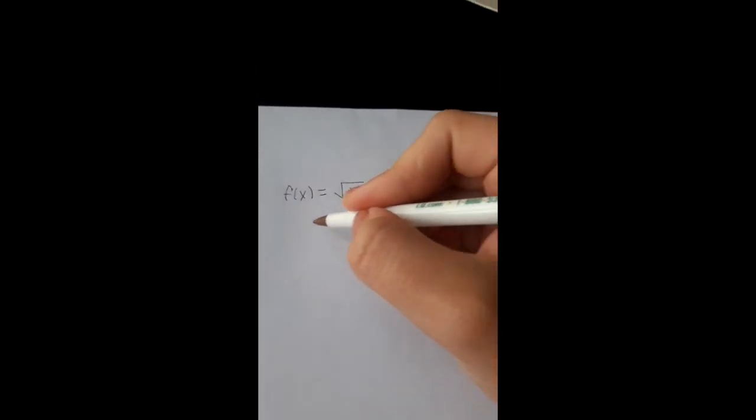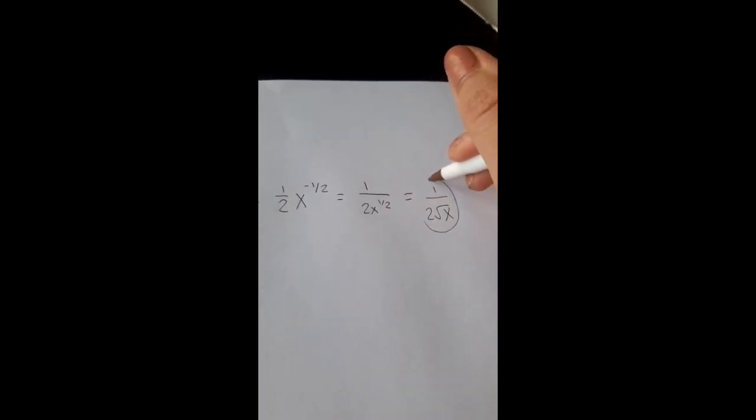Using this formula, we're going to find our f of x, which is square root of x, and we have to derivate it, giving us the derivative of f of x equals x to the 1/2, which is 1/2 x to the negative 1/2, which gives you 1 over 2 x 1/2, leaving us with the final answer of 1 over 2 root of x. This will be our derivative of f of x.